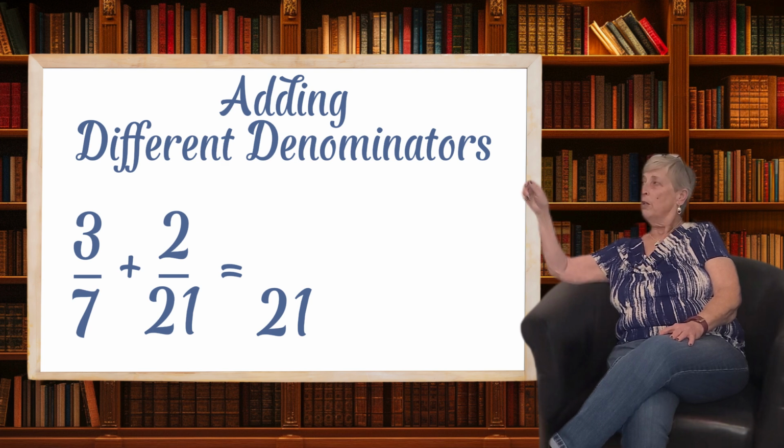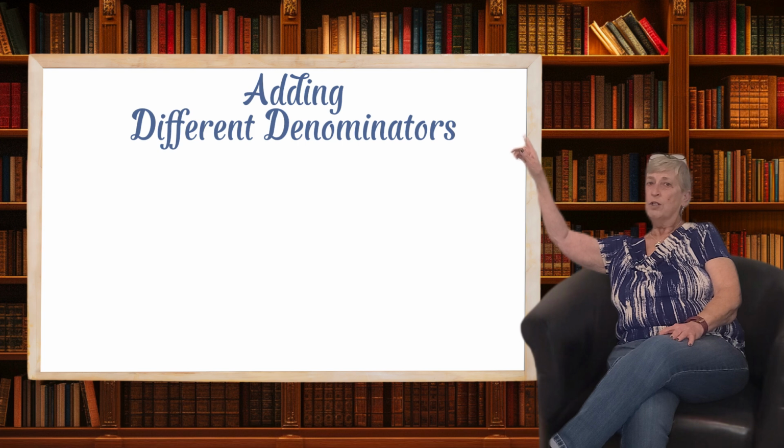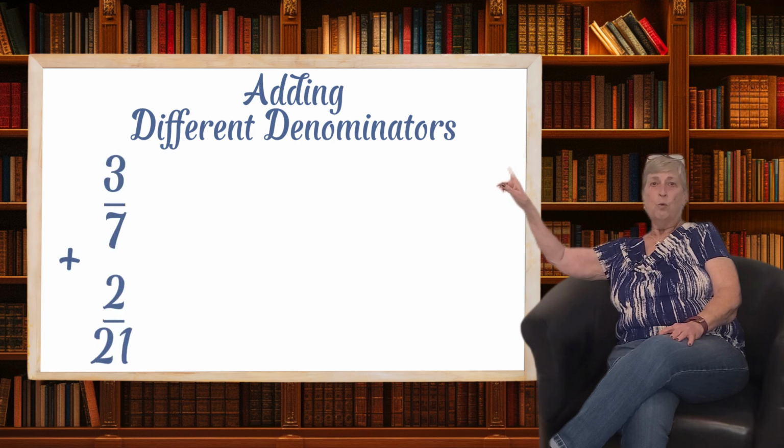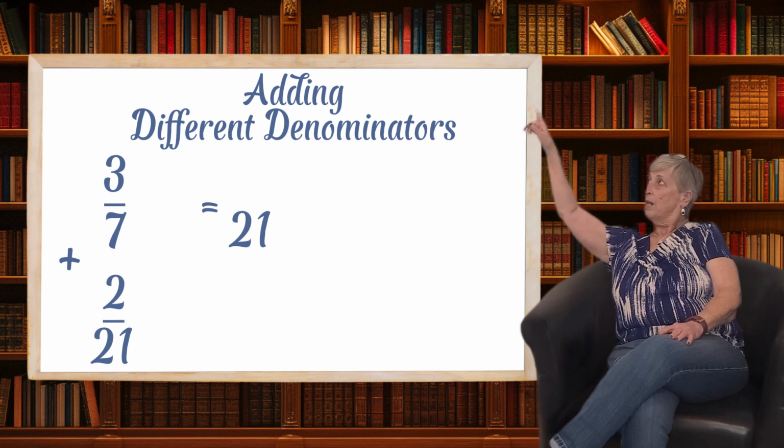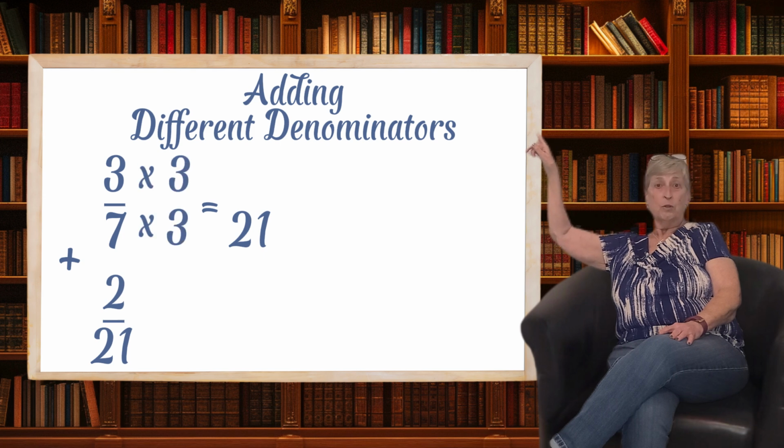So here's what we're going to do. We're going to write these two fractions underneath one another. 3/7 plus 2 over 21. And then over here beside the 3/7, we're going to convert it to 21s. So I'm going to write 21 on the bottom. And we said before that 7 will go into 21 3 times. So 7 times 3 is 21. So out here beside the 3/7, we're going to say times 3 and times 3.